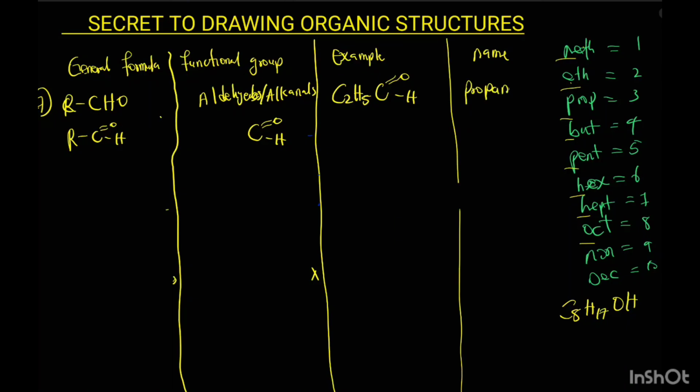Propanal. Why? Because we have 2 carbons plus 1 carbon, make it what? 3 carbons. The mistake a lot of people make when they are dealing with compounds whose functional group has a carbon is that they always forget to count the carbon. Always add your carbon.